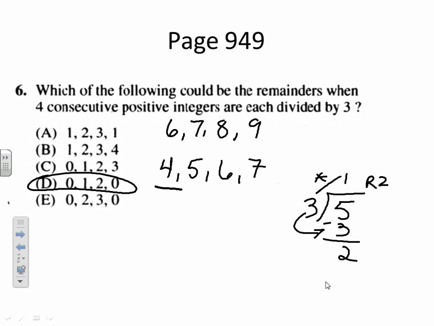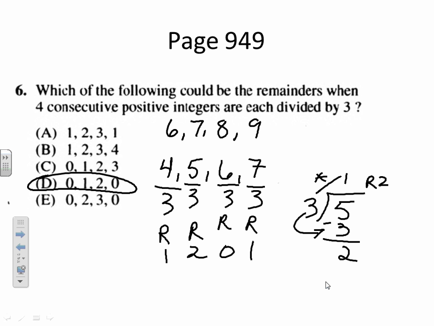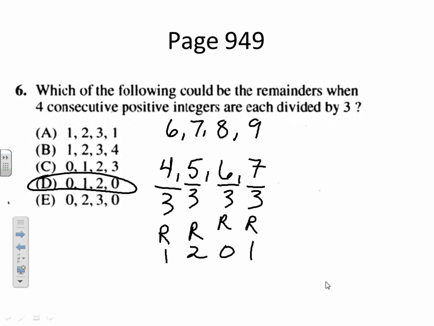Then 4 divided by 3 would give you remainder 1. 5 divided by 3 would give you remainder 2. 6 divided by 3 would give you remainder 0. 7 divided by 3 would give you remainder 1. And then what I'd recommend is just continue to carry this out if you're at this stage, and then see if you can see any of these patterns here.